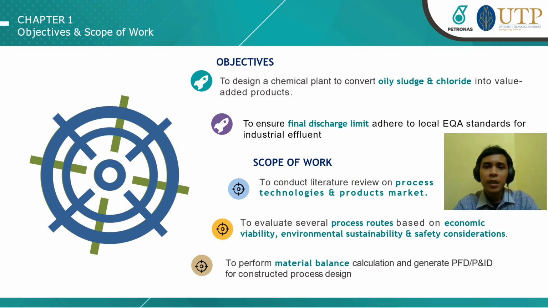Based on the problem statement, our objectives for this project are, first, to design a chemical plant to convert oily sludge and chloride into value-added products, and second, to ensure the final discharge adheres to the local EQA standard for industrial effluent. Our scope of work will include conducting a literature review on process technologies and product markets, evaluating several process routes based on economic viability, environmental sustainability and safety consideration, and performing material balance calculations and generating the PFD and P&ID for the constructed process design. Shazali bin Abdul Halid will be explaining the next part, which is the literature review.